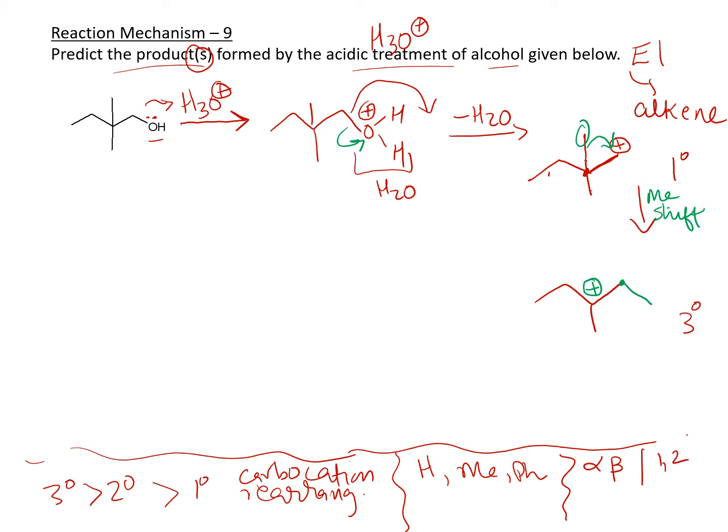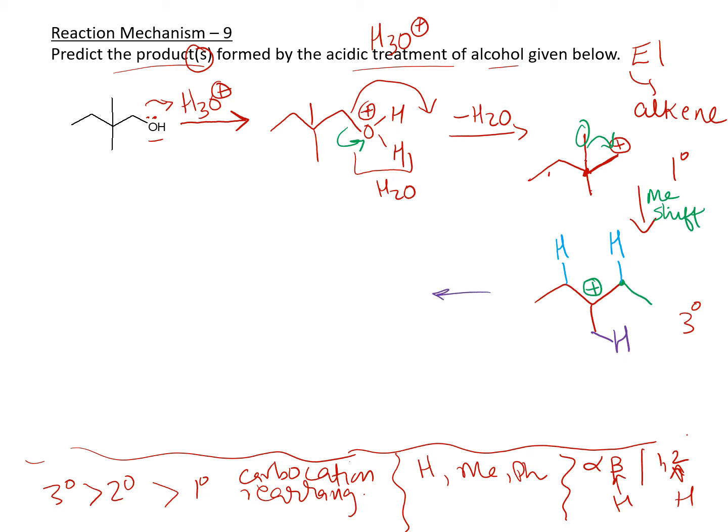So 1, or alpha, is where the carbocation is, and beta, or 2, is where the hydrogen is. Okay, so we're looking for the beta hydrogens, and now we're going to go ahead and draw out our hydrogens. So this hydrogen, we have another hydrogen here, and then we also have a hydrogen over here.